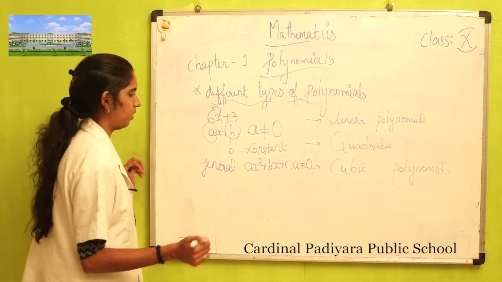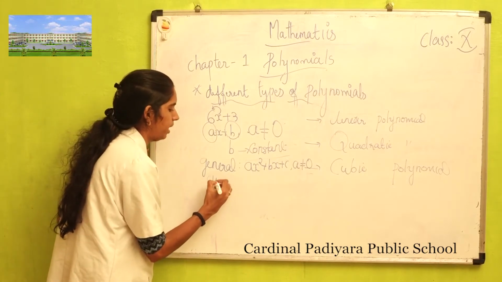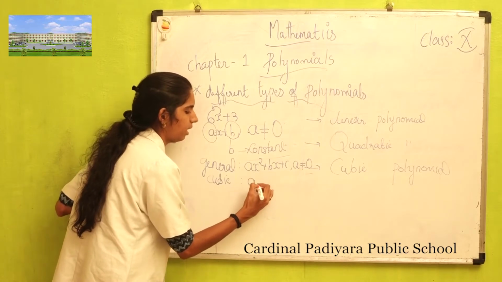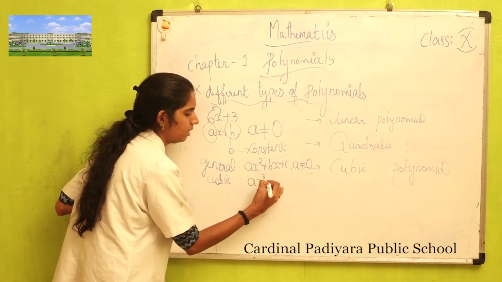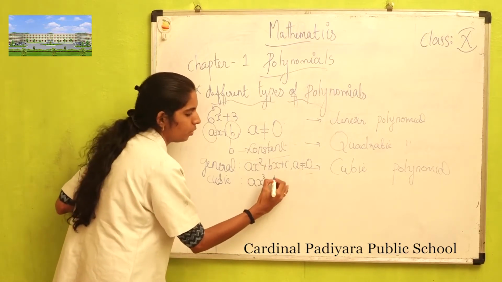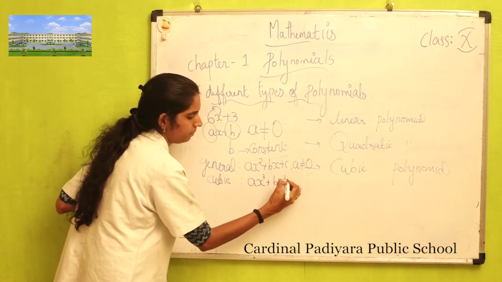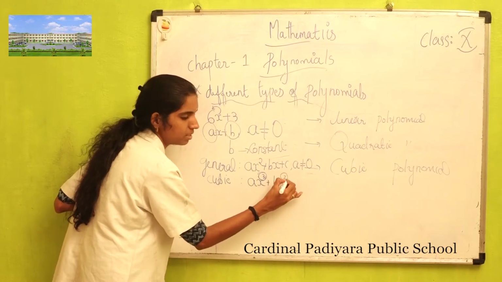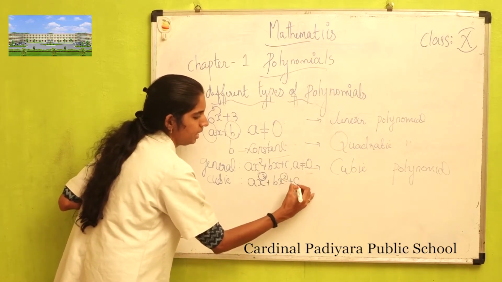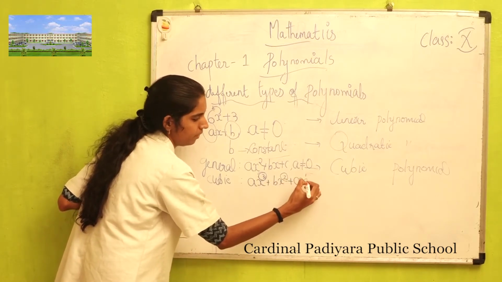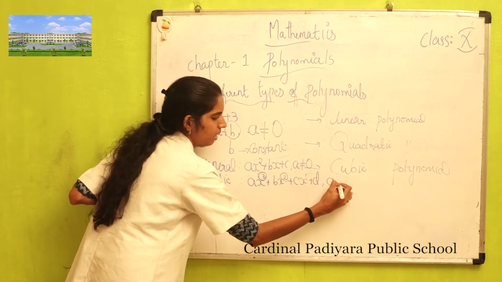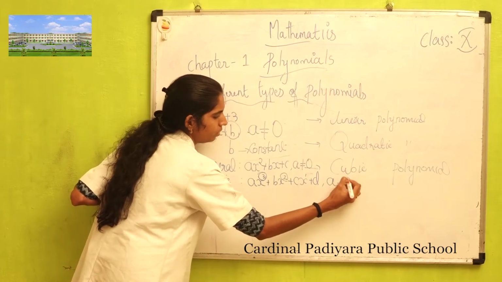So one more is remaining. What is that? Cubic polynomial. So the cubic polynomial general form is ax cube, next degree 2, so bx square. So look here. Here the power of x is 3. Here the power of x is 2. Then cx. Here the power of x is 1. The last term is a constant. And also the same condition, a not equal to 0.